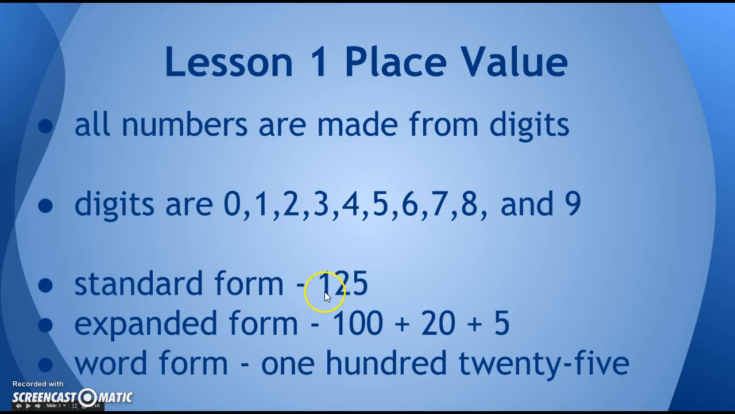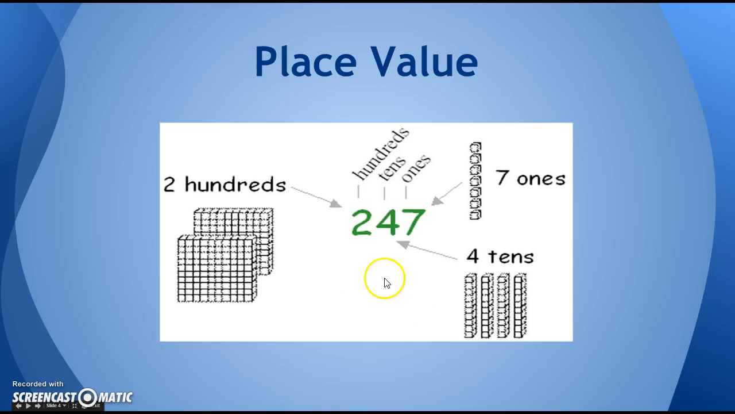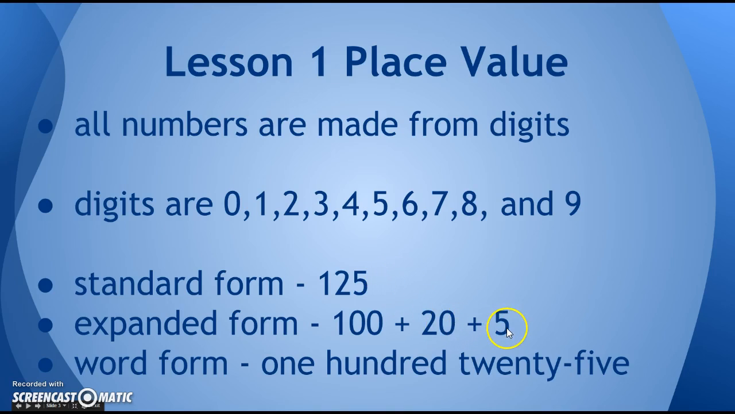So in the number 125, we have the number 100, so 100. We have 2 tens, and we have 5 ones. And then finally we have word form, one hundred twenty-five. And notice the hyphen that we put in between the tens and the ones column, twenty-five.